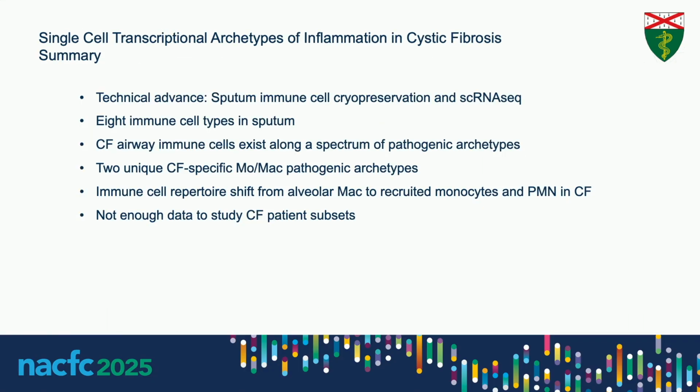So, as a summary here, these are things to remember. We identified several immune cells there. We had two unique CF-specific monocyte macrophage pathogenic archetypes.